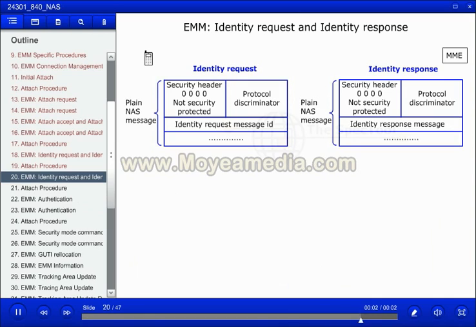The NAS messages shown are used for unprotected identity request and identity response. If the identity request procedure is security protected, as in the second case shown in the attached procedure, these plain NAS EMM messages will be delivered in a security protected NAS message.